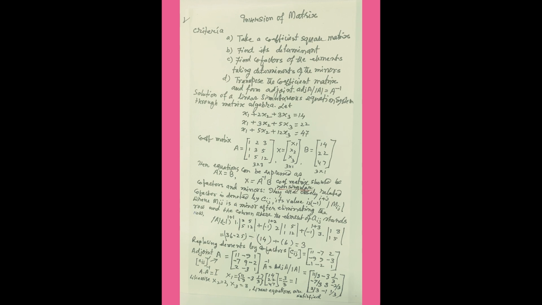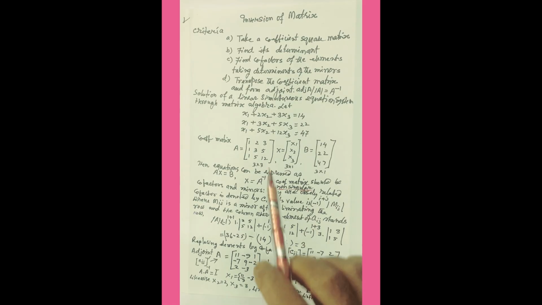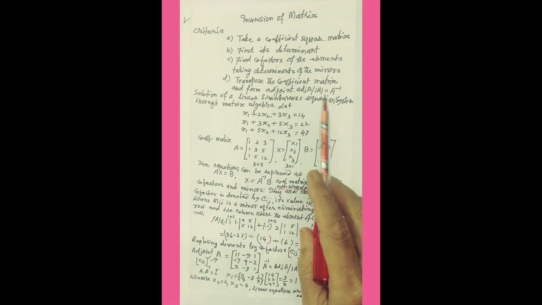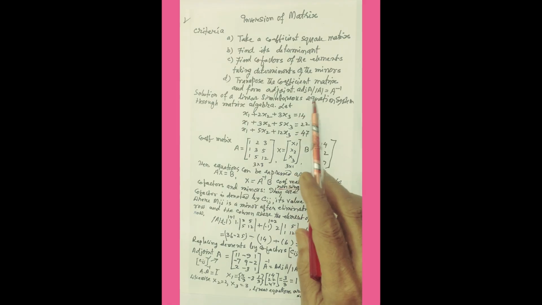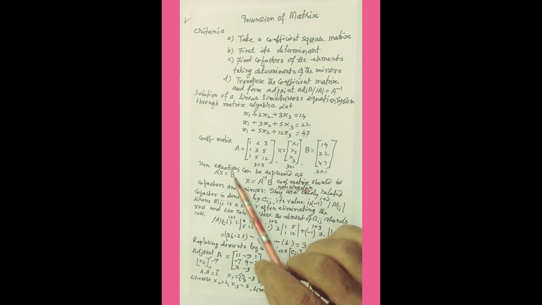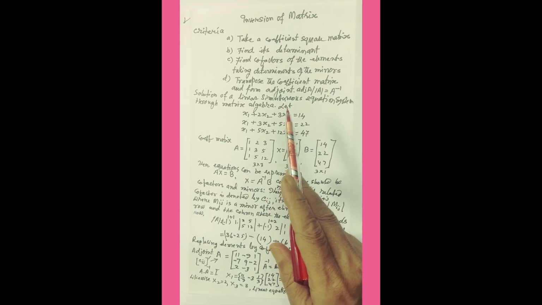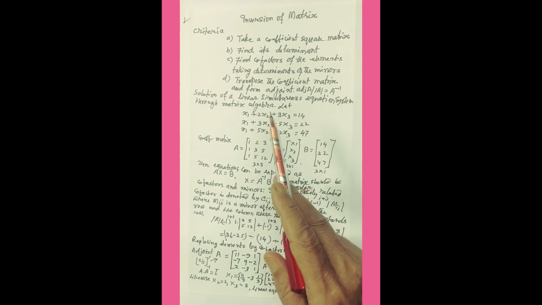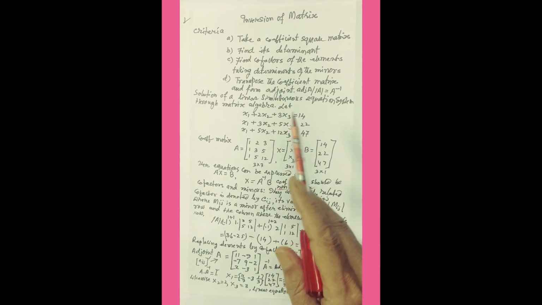So what are the criteria? There are about 4 important criteria of inversion of a matrix. First, take the coefficient of a square matrix. So the matrix should be square. Then find its determinant. Then find cofactors of the elements. For every element, we'll have to find out the cofactors.